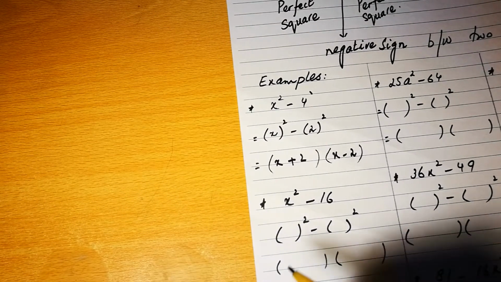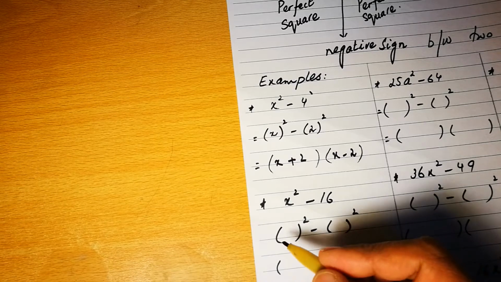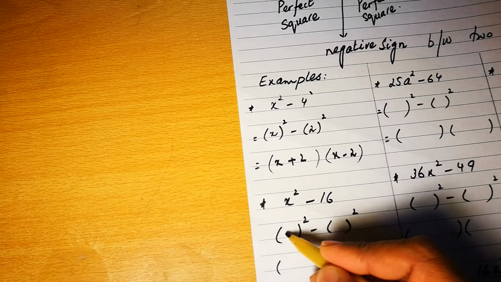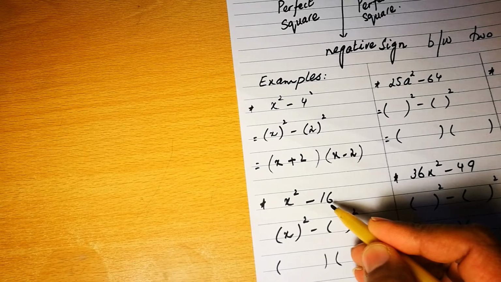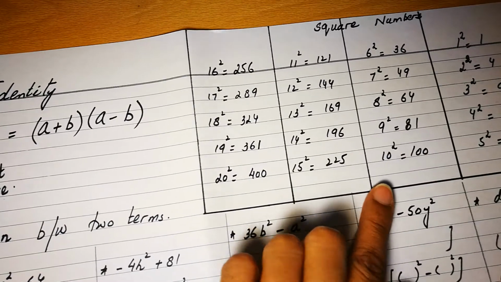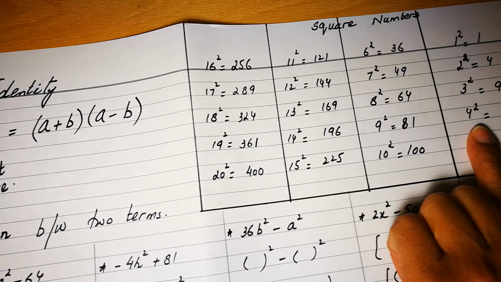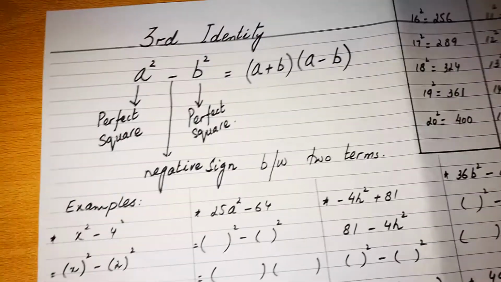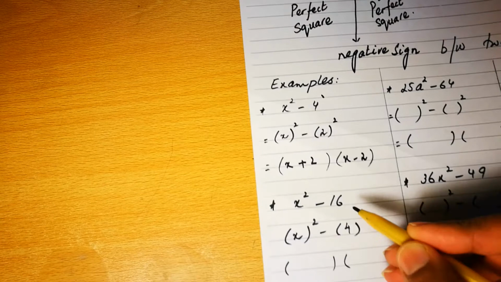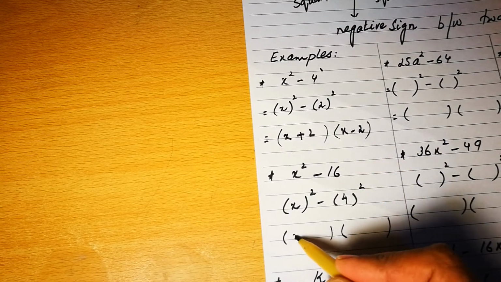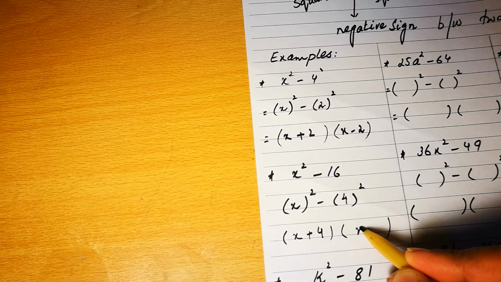Let's do more examples. x square minus 16 can be written with x square as x whole square. You can see 16 is a perfect square. 16 is 4 square. So I'm going to write 4 square for 16. And then I'm going to use the identity, that is (x plus 4)(x minus 4).